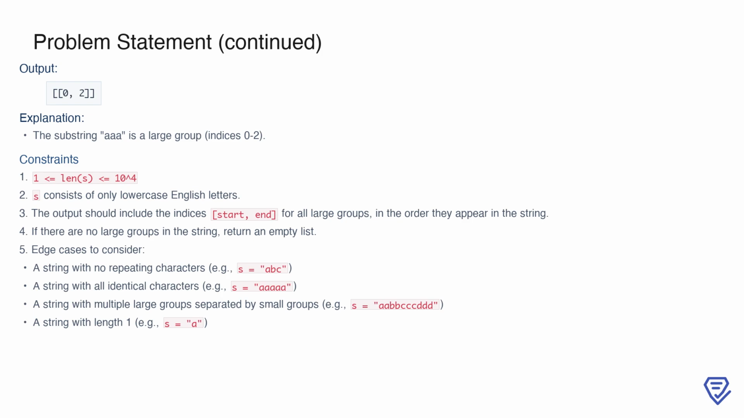Now, let's also keep in mind the constraints and edge cases. The string length can range from 1 to 10,000, and it will always consist of lowercase English letters. The function should correctly handle edge cases, such as strings with no repeating characters, strings where all characters are the same, strings with multiple large groups separated by smaller groups, and strings of length 1. In cases where no large groups exist, the output should be an empty list. These constraints ensure that the solution is both efficient and robust across a wide variety of input scenarios.